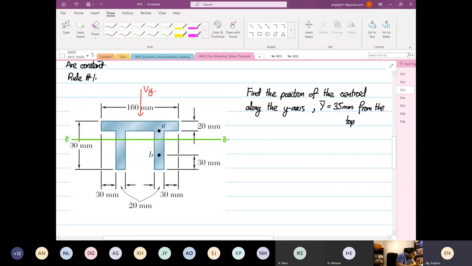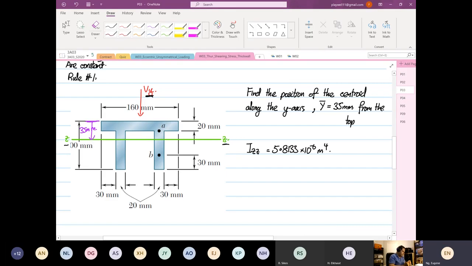Right? So we realize that the distance from here to here, this is equal to 35 millimeters. And then the second moment of area, right? Because Vy is in that direction, you are interested in your I what? IZZ. So IZZ will be equal to 5.813 times 10 to the power minus 6 meter to the power 4. Okay, so that's your IZZ.